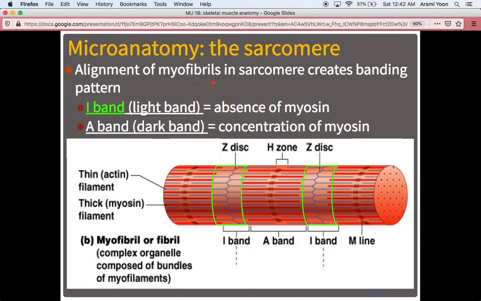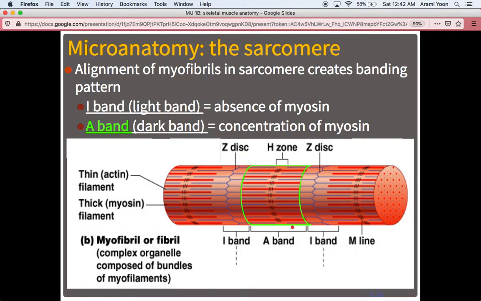The alignment of myofibrils and sarcomeres create banding patterns. So you have the I band shown here, where you have no myosin. Remember, the myosin are these red, thick filaments, and the actin are the skinny blue filaments. But there are places where there's no myosin, and those are called the I bands. And then, of course, there are places where there is myosin. Those are called the A bands.